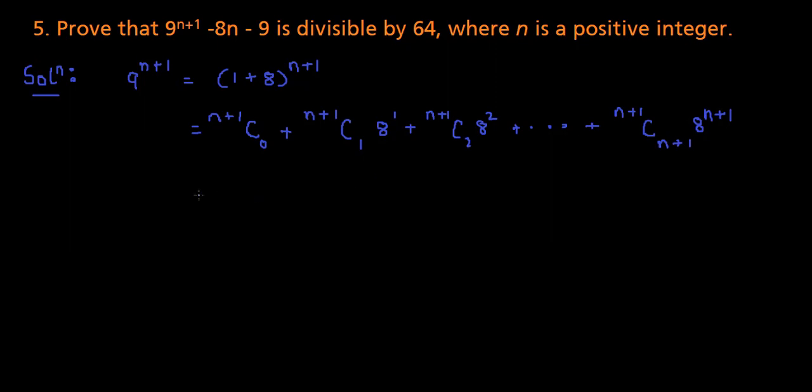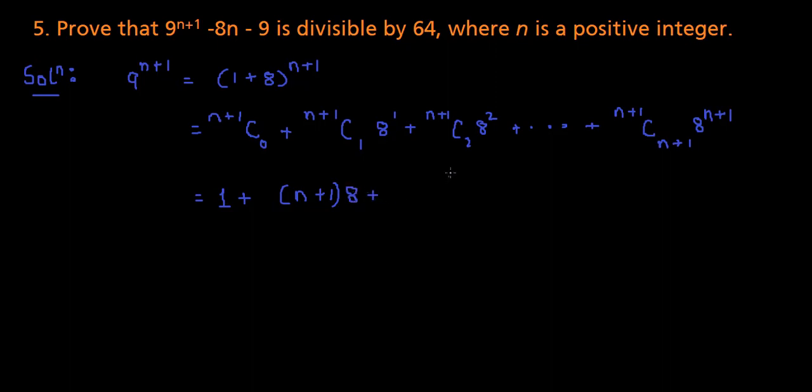Then the first term would be 1. The first term is not 1, this is n plus 1. I was correct, n plus 1 c0 is always 1. My bad. This is n plus 1 times 8 plus.